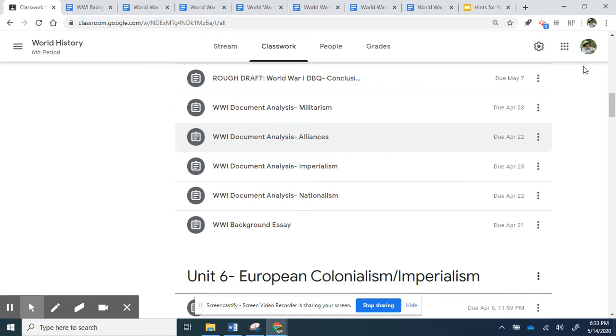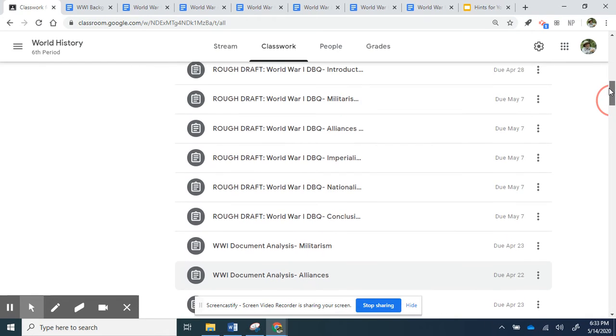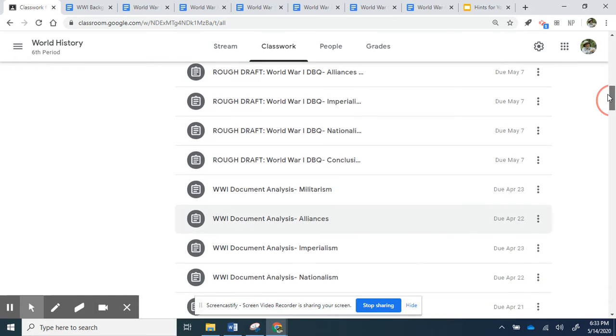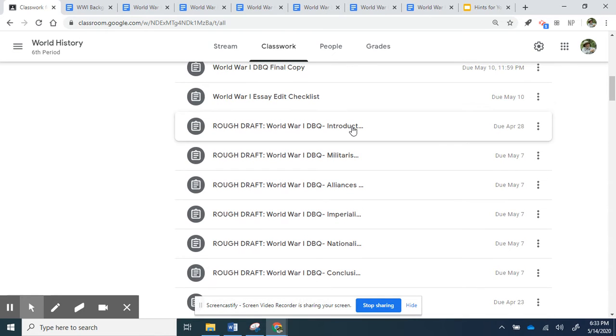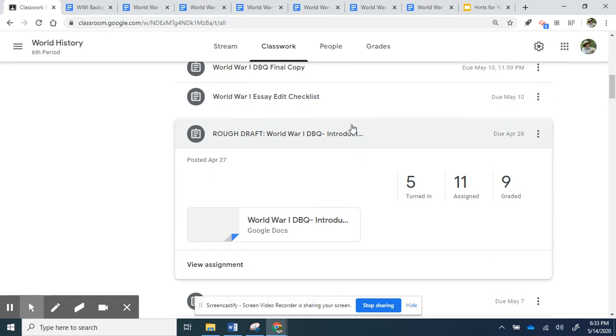To write your paper. All righty, let's go up to the rough draft part. So get these 5 things done before you start the rough draft. You need to have an understanding of what you're going to write about before you get to the rough draft. So you're going to start at the introduction.